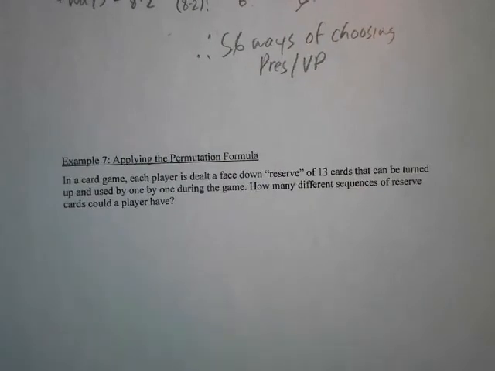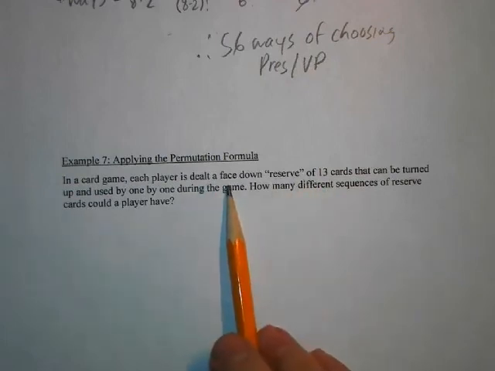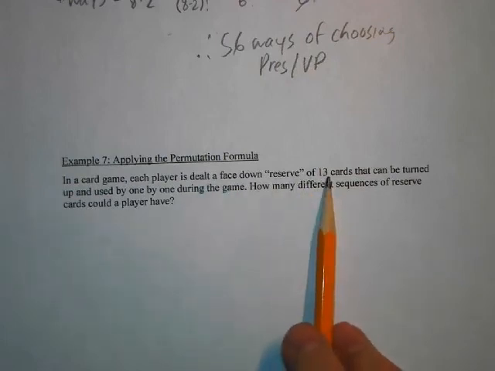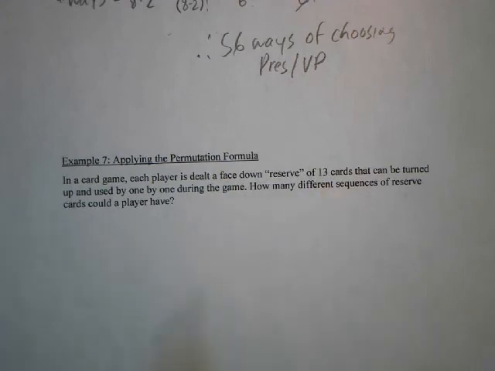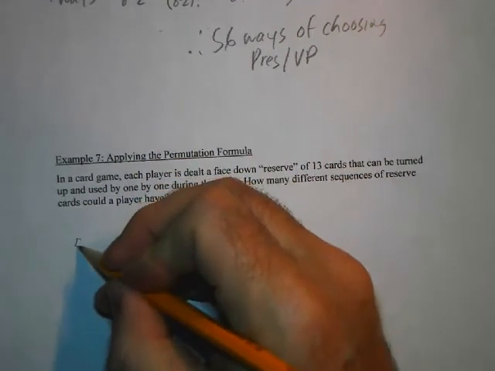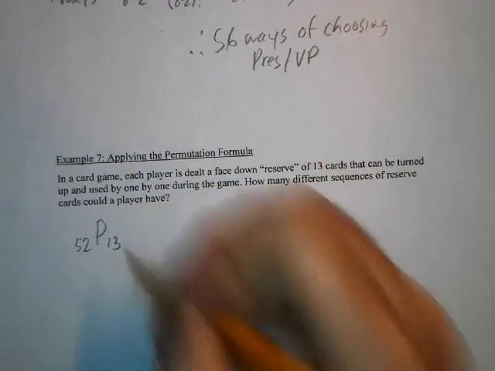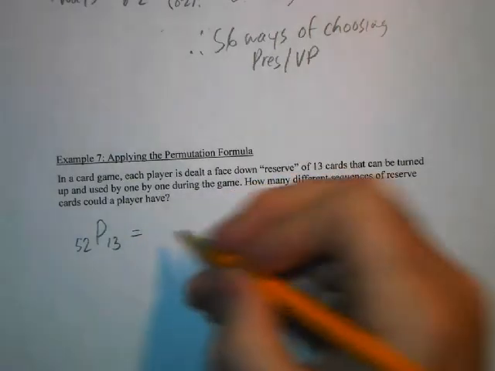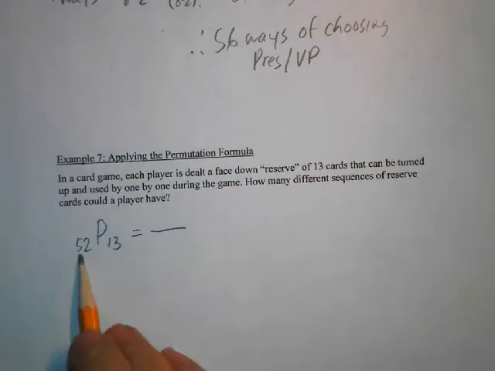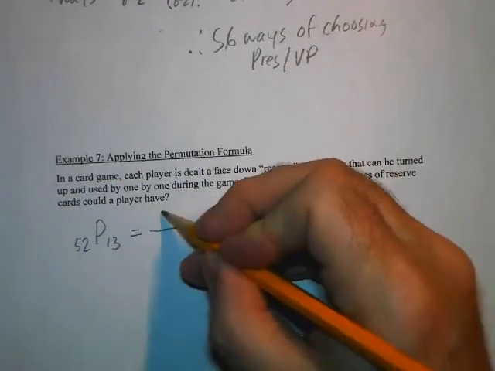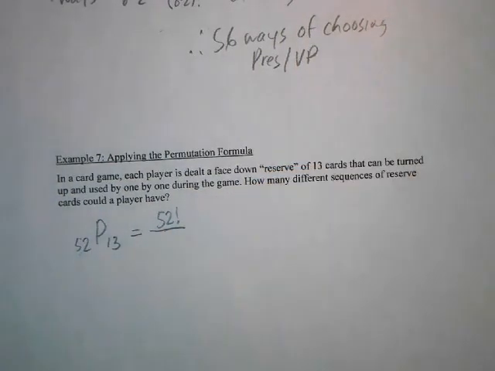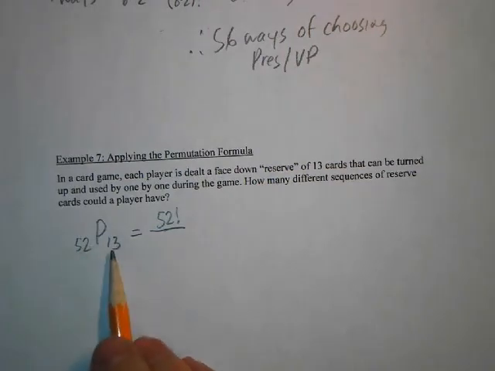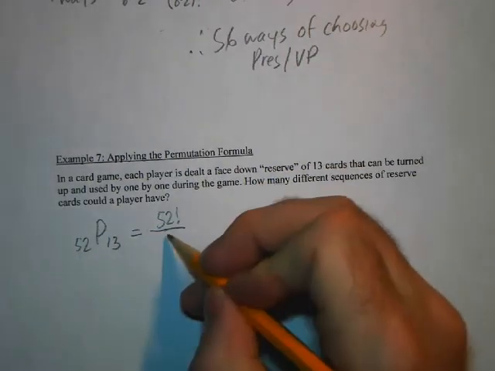So we're actually picking from our deck of cards, 52 cards. We're picking 13. How many ways can we pick 13 cards from a deck of 52? Well, that's 52 pick 13. So we do the formula. This time I'll actually do the quicker one. The top will be n factorial, which is 52 factorial, and the bottom will be 52 minus 13, which is 39 factorial.